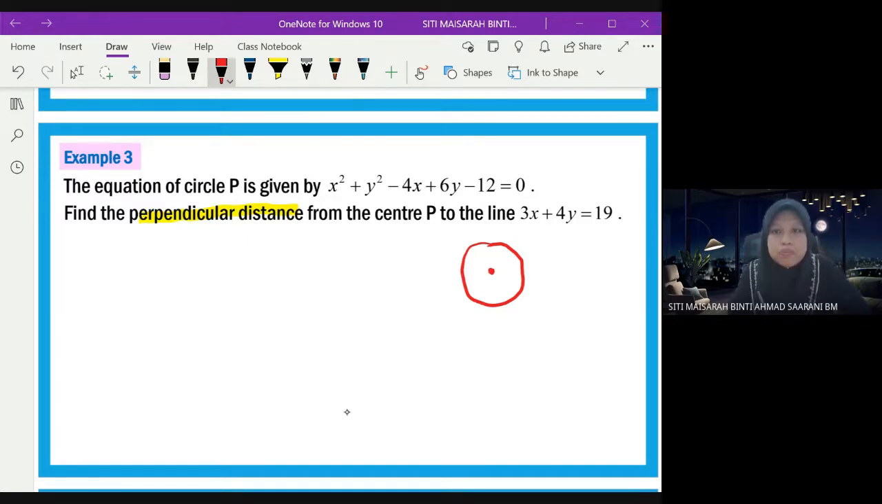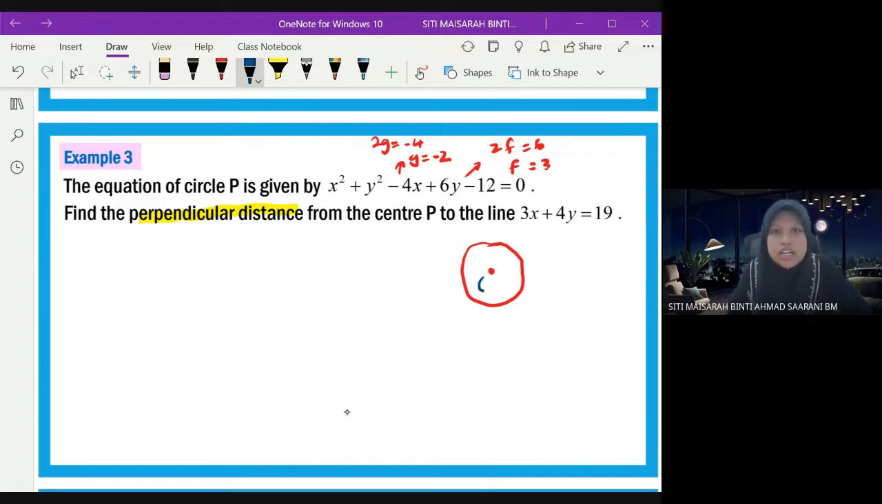Dalam kes ni center P ni awak boleh cari daripada general equation of circle. Kalau ikutkan nak cari center daripada general, kita boleh guna negatif G, negatif F. So daripada sini 2G sama dengan negatif 4. 2G sama dengan negatif 4, sini negatif 4. So jadi G sama dengan negatif 2. Yang ini 2F sama dengan 6. So F sama dengan 3. So jadi center dia kat sini.